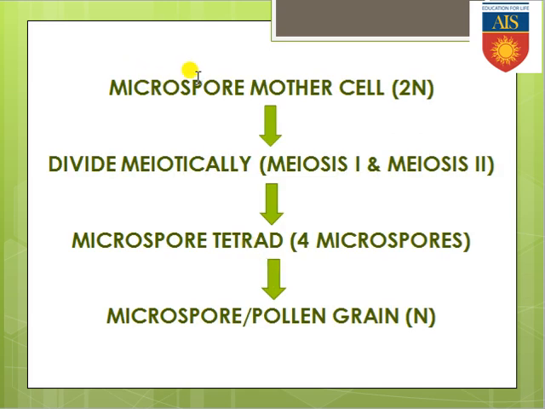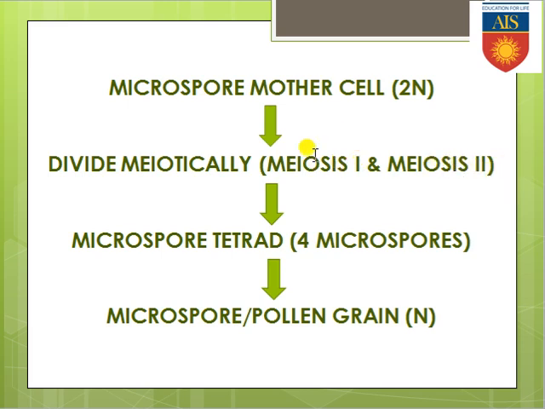We can see here in this slide there are 4 different steps by which the microspore or pollen grain can be produced from the microspore mother cell. So let's see what the steps are. First of all, we have the microspore mother cell, which contains 2n chromosomes, and this microspore mother cell divides first by meiosis 1 cell division and then meiosis 2 cell division.